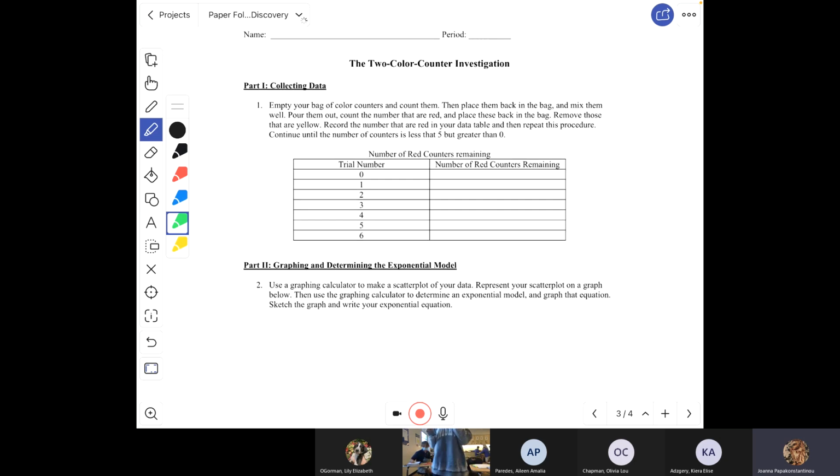Okay, the first number is 100 and the second one is 43. Make sure they got it. Did y'all get that online? The initial, for trial number 0, we had 100. And then trial number 1, after they removed the first set of yellows, was 43.